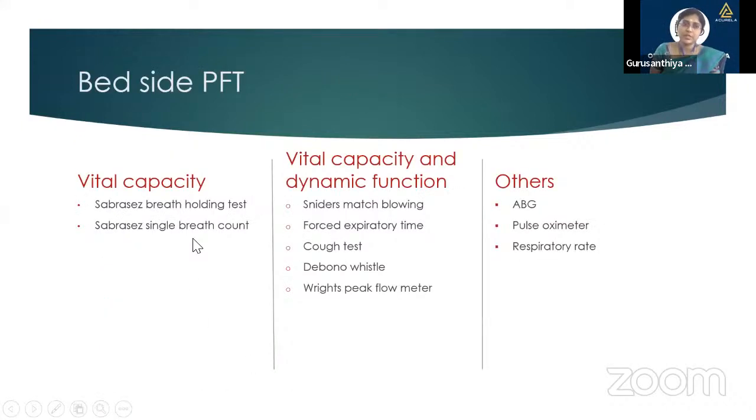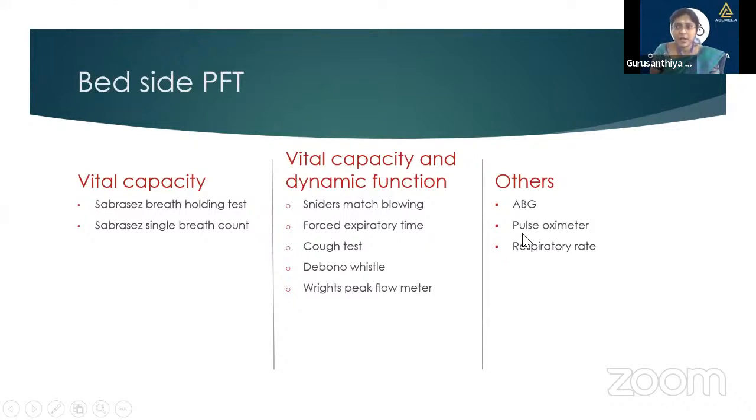Bedside pulmonary function tests involve measurements of vital capacity, which includes the breath holding test and single breath count test, and dynamic function, which includes Snider's match blowing test, forced expiratory time, Greene and Berowitz cough test, Debenhams whistle, and Wright's peak expiratory flow meters. The others include arterial blood gas analysis and routine pulse oximetry, which is available at the bedside.